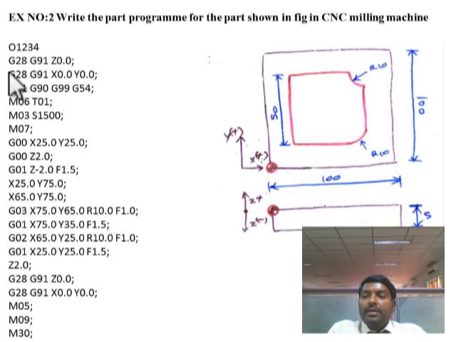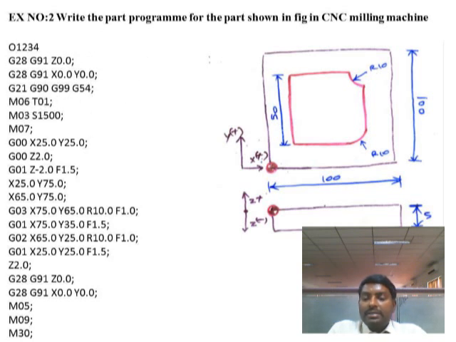Next one is G28 G91 Z0.0. In the CNC milling machine, if we give like this, the tool will be instructed to go to the reference point. In the CNC milling machine, G28 should be followed by G91 and Z0.0. Z0.0 means the tool will go to the Z reference point. If we give it like this, the tool will go to the XY reference point.